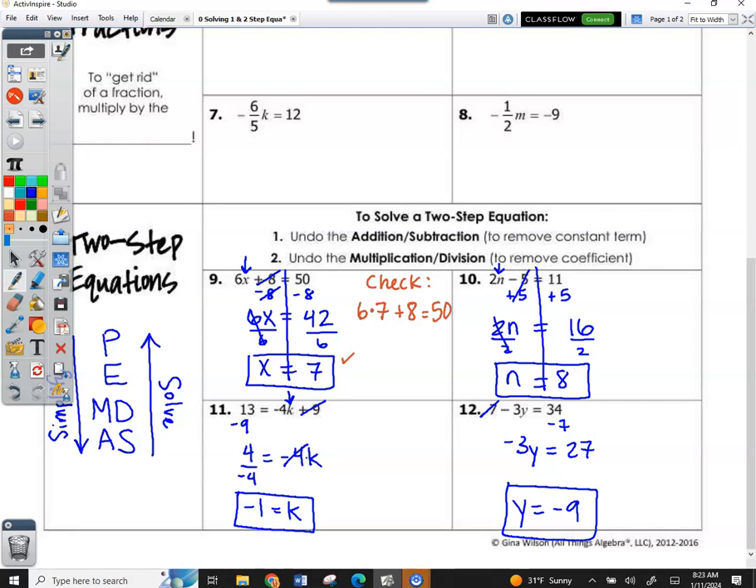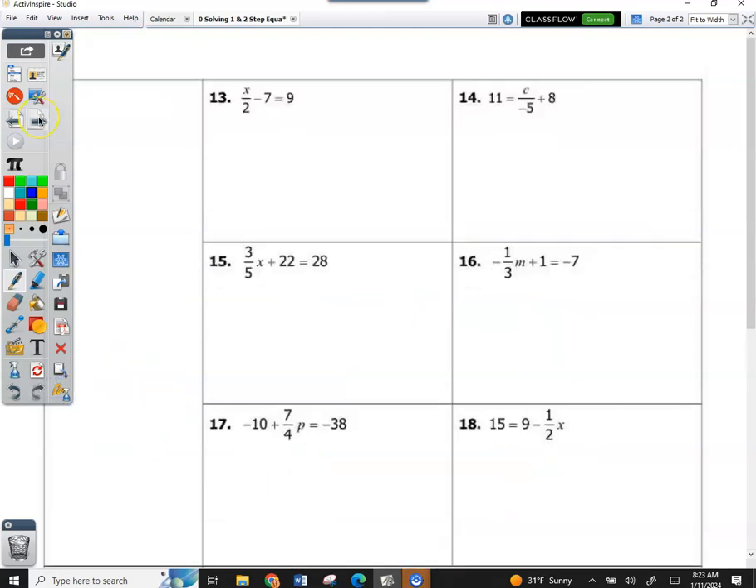Go to the back. We've got the same type of problems, but this time they have fractions in them. Don't let the fractions scare you. We talked yesterday about how to handle them. Either turn it into a two-step or multiply by the reciprocal, right? Okay, so on 13, the goal is to get this by itself. You can't do anything with that divide 2 until you get rid of the minus 7. So we're going to take that minus 7. We're going to add 7 to both sides.